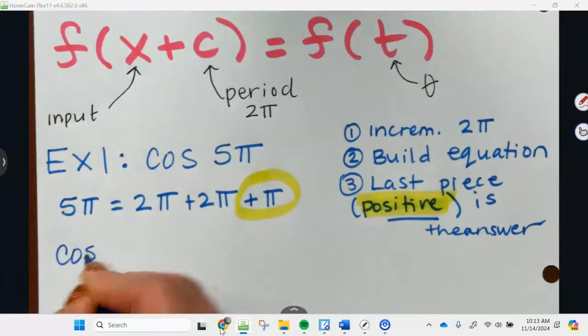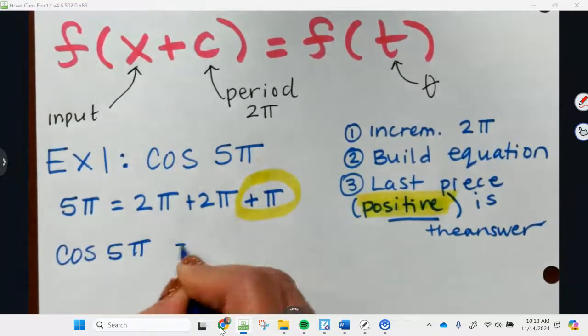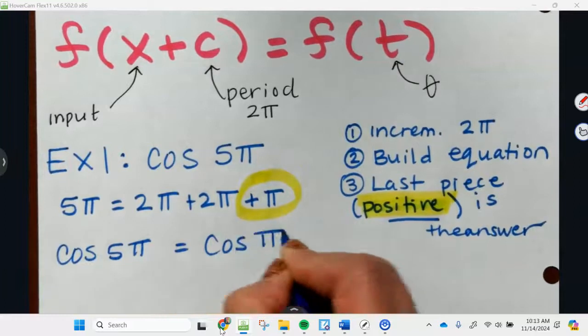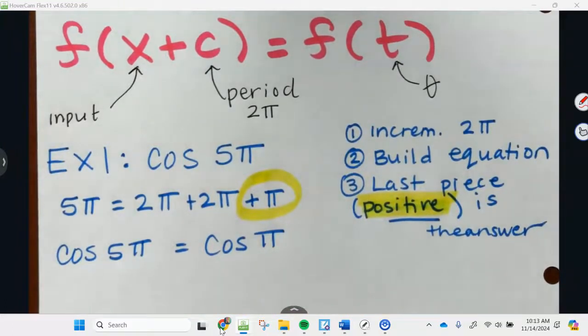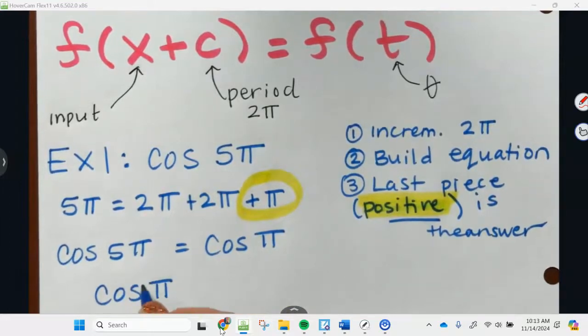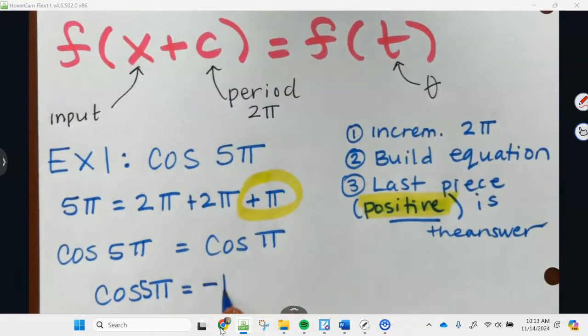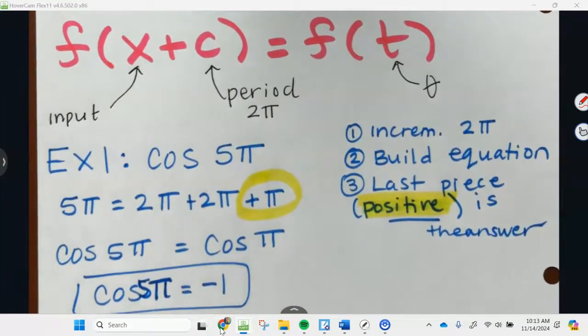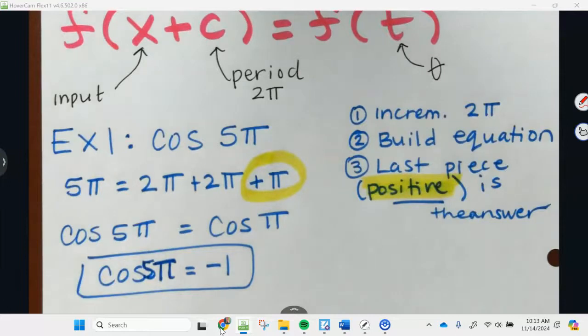So cosine of 5 pi equals cosine of pi, which we just looked at. We know the answer is going to be, what was the answer? What's the answer for pi? What's cosine pi? Kind of 1? Yeah, -1. Yep. So cosine of 5 pi is -1. That's how we do this stuff.